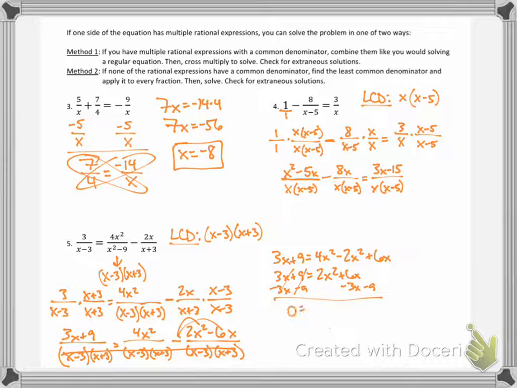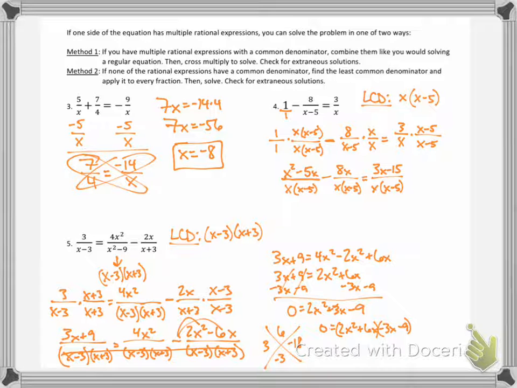So I'll have 0 equals 2x squared plus 3x minus 9. Now we need to factor that. So this is where our diamond's going to come into play. We need to figure out what adds to 3, multiplies to a times c, which is negative 18. So it would be 6, negative 3. So I can rewrite this as 2x squared plus 6x minus 3x minus 9.